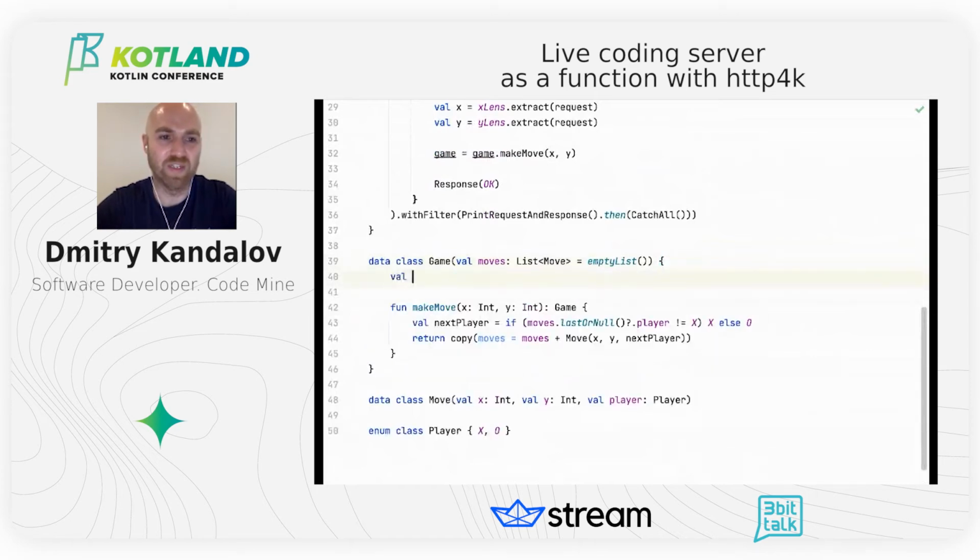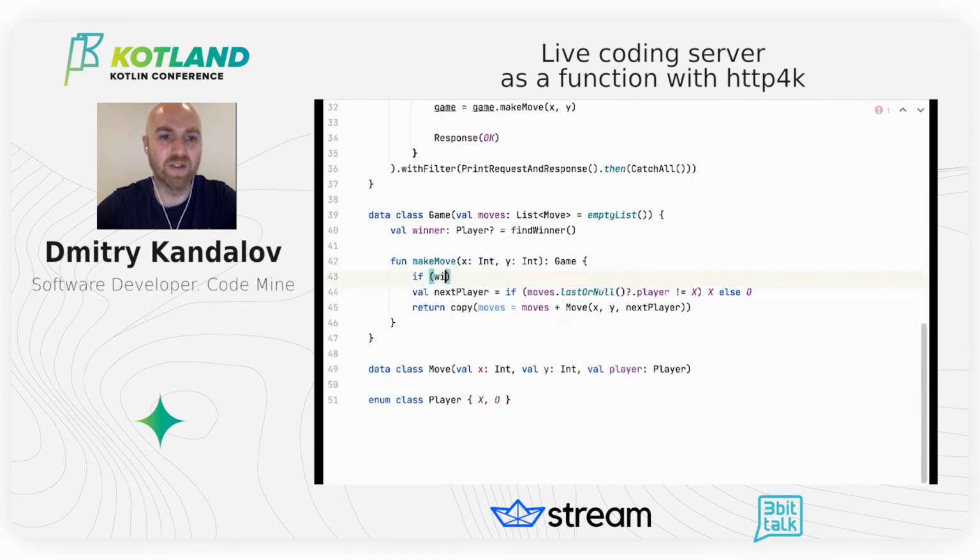So we also want here to have a winner, which is going to be a player with question mark. So to do that, we can say find winner function. We also want to make sure if there is a winner in the game, so winner is not null, then on the move, we just return the current game.